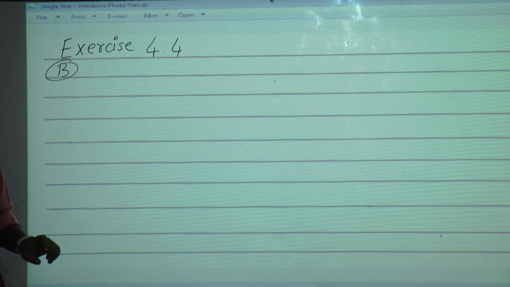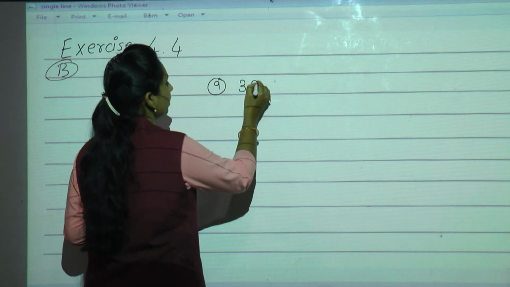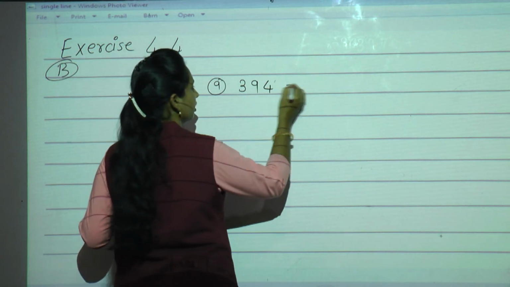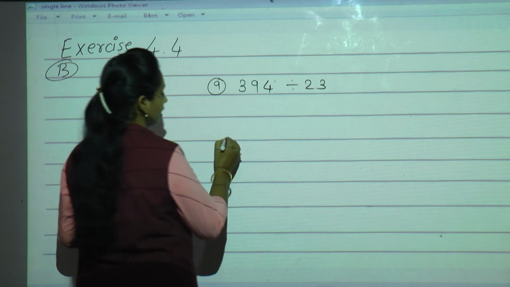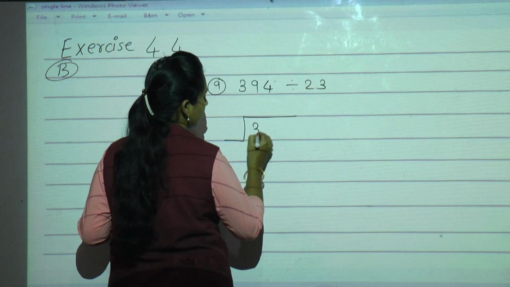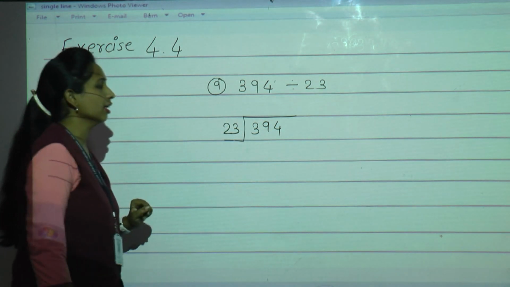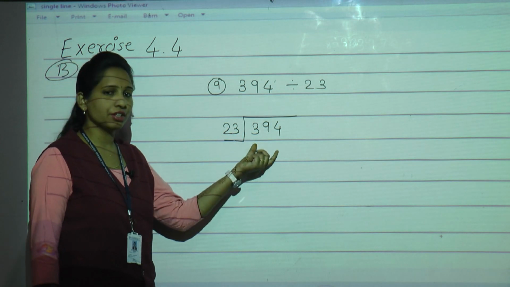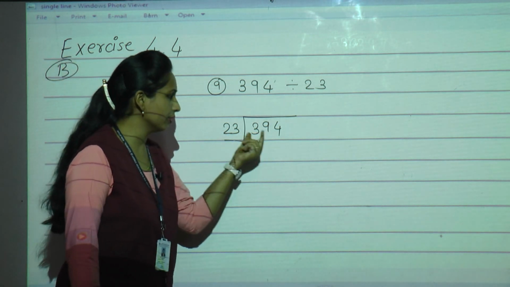Now I will take a 3 digit number, the 9th sum. 394 divided by 23. This is the question. Dividend on the right side, divisor on the left side. Now 23, a 2 digit number, we have to divide into a 3 digit number. Whenever we are doing this, with a 2 digit divisor, go with 2 digits.